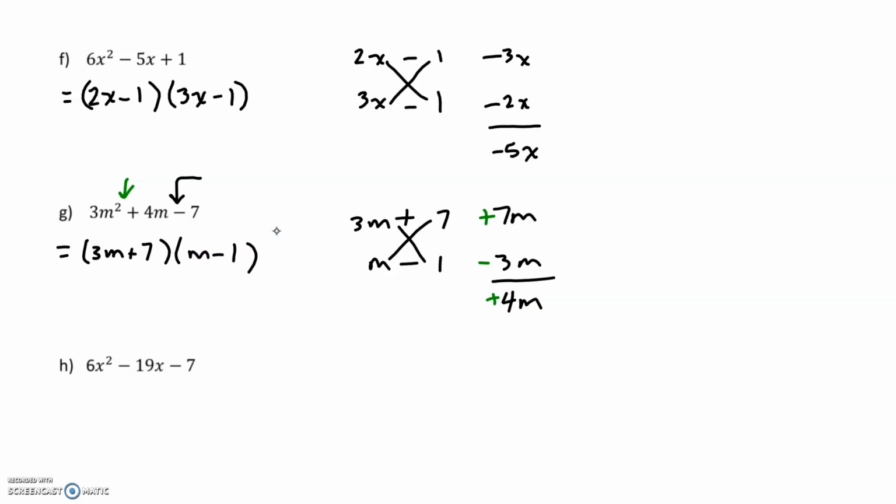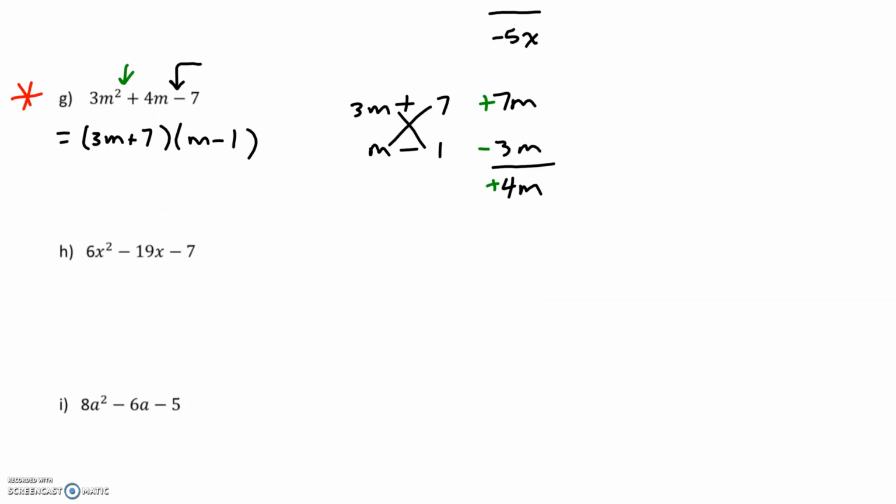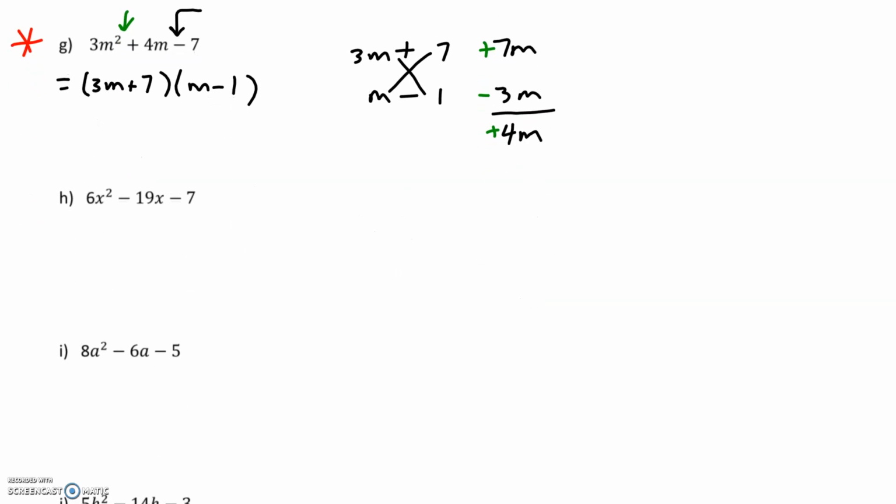So that was our first time. Let's put a little star here. This was our first time where the C value is not positive. All our other examples, A through F, the C value is always positive. This is our first time where it's negative, and it can get a little tricky. So let's be aware of that, and we'll try H.